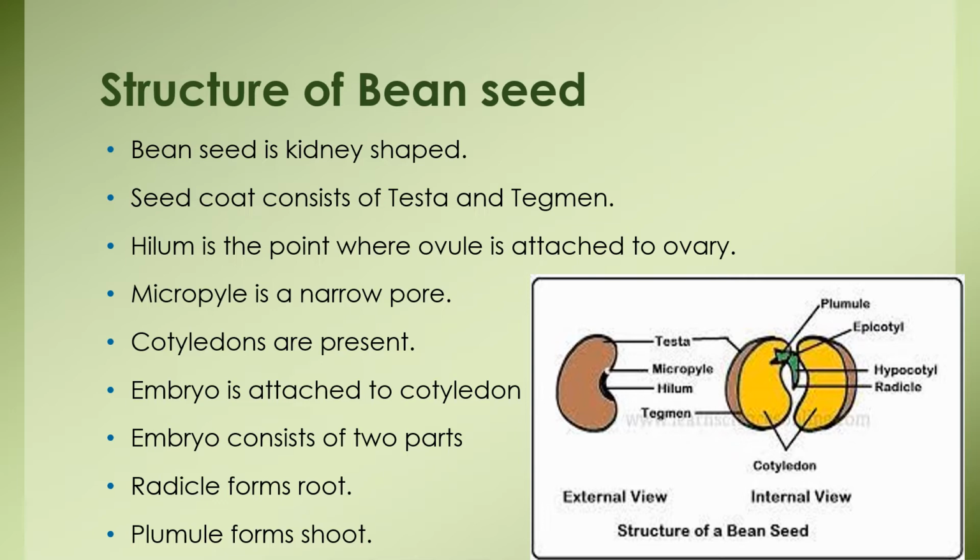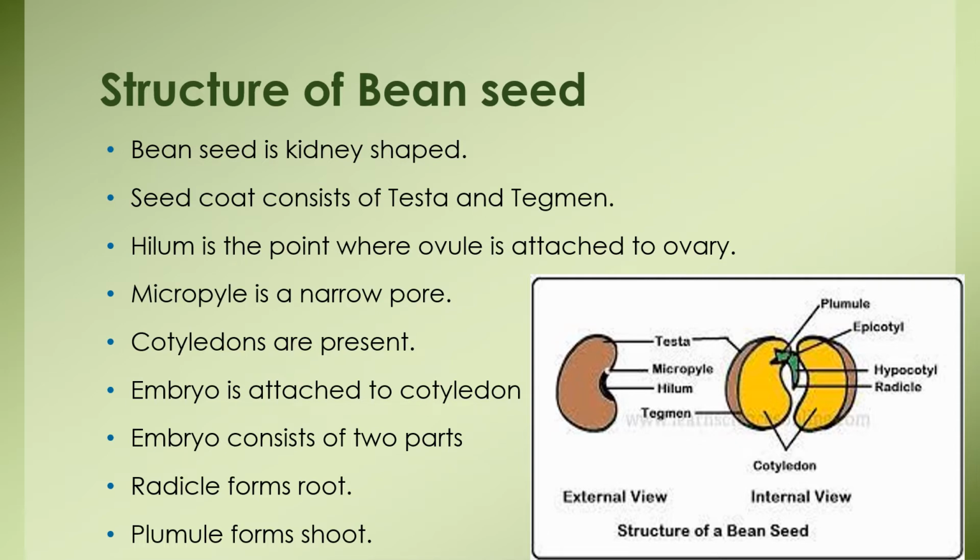Micropyle serves two important functions. When a seed is soaked in water, the seed absorbs water through it and makes it available to the embryo for germination. The micropyle also allows diffusion of respiratory gases for the growing embryo.